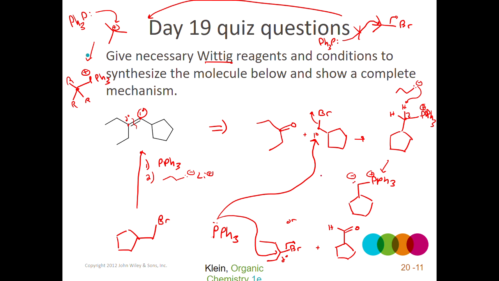And then that would attack here, pushing these electrons out to the phosphorus. So the third reagent would then be the carbonyl compound. That would attack. It would attack back at the phosphorus, form the four-membered ring. And then when that opens up, that would give the product. So the four-membered ring would look something like this.